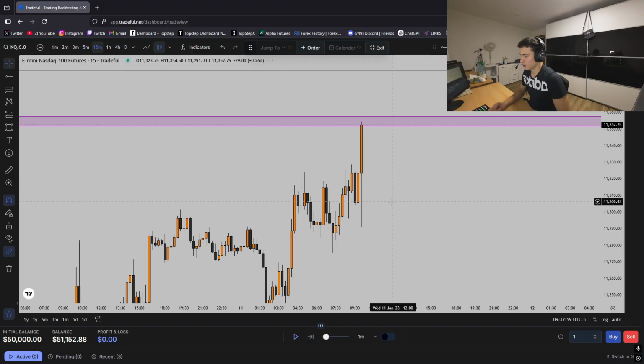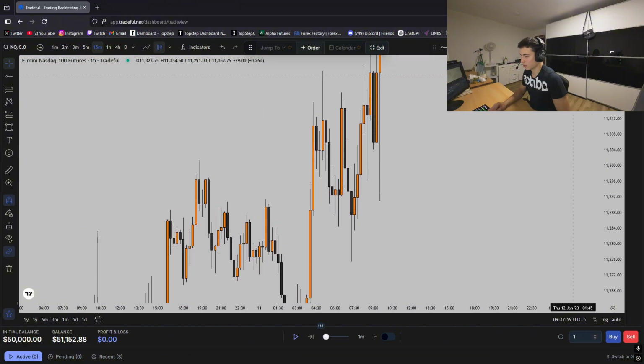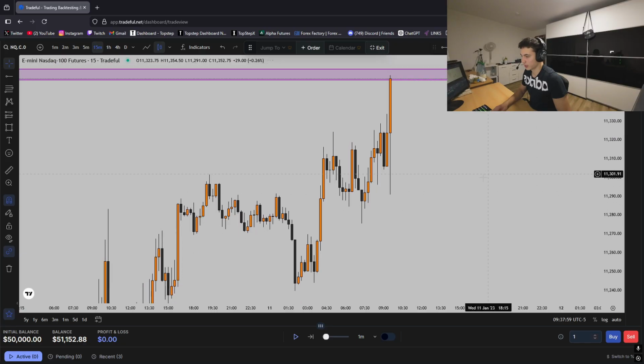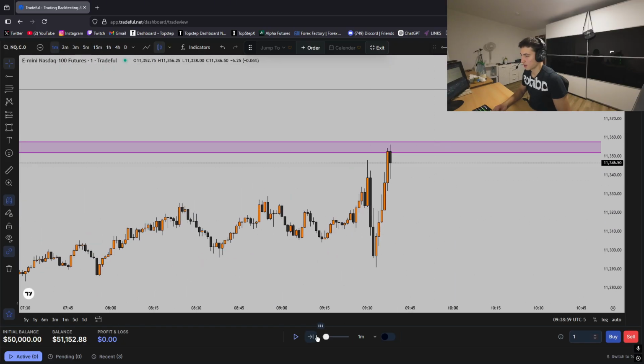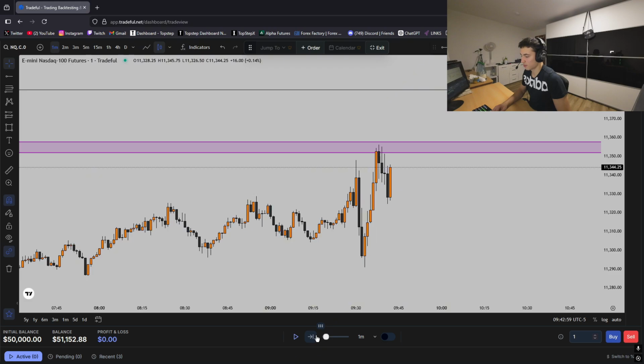Okay. Did we retrace into something? Left a major wick, went lower, by the way. What did we tap into? No-wick candle, filled it, went higher. Maybe one more retrace and a flip.